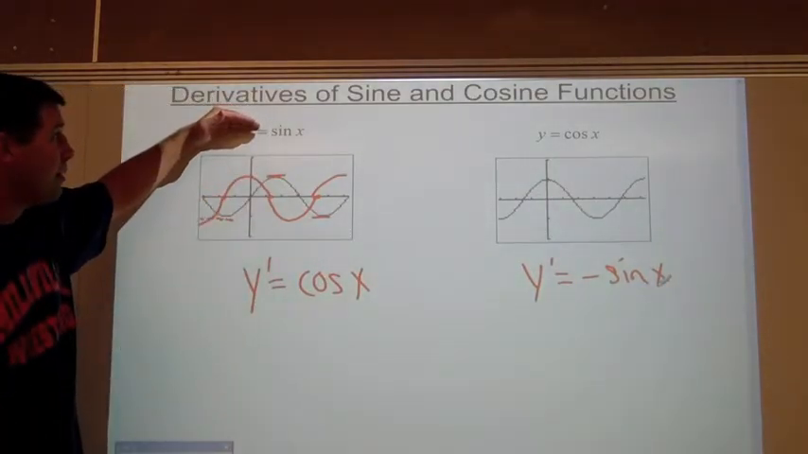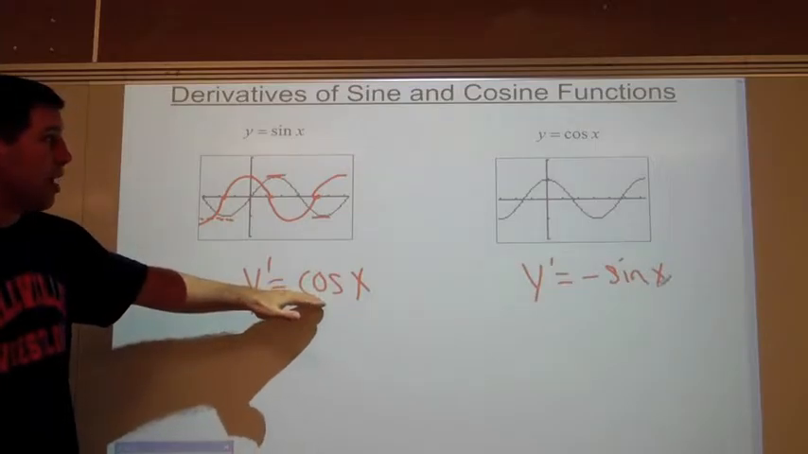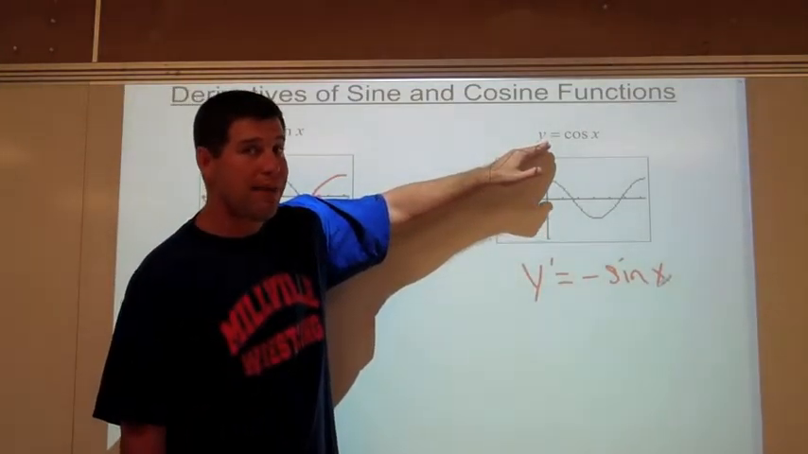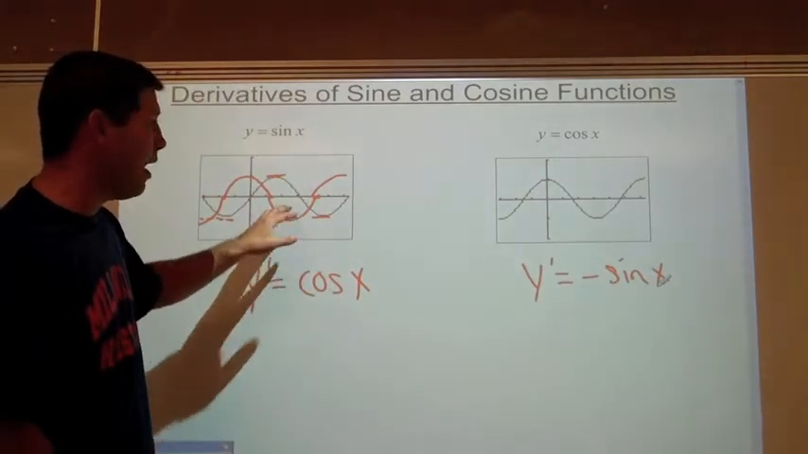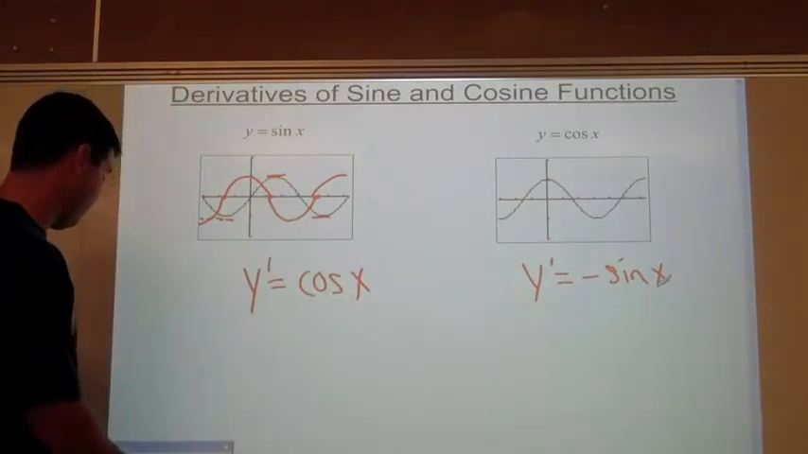So again, y equals sine of x, y prime equals cosine of x. If y equals cosine of x, the derivative is negative sine of x, the opposite of the sine. Sine and cosine are related.